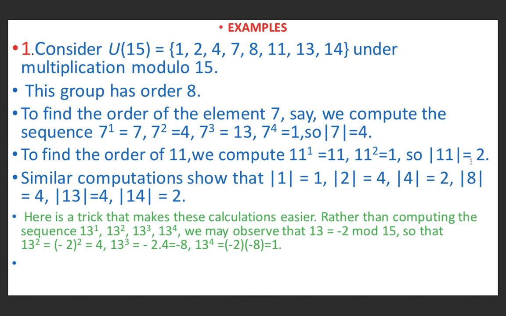So for example, consider the set U15 equal to 1, 2, 4, 7, 8, 11, 13 and 14. U15 is the set of all integers less than 15 which are relatively prime to 15. And we will show that it is a group under multiplication modulo 15. What does relatively prime mean? Two integers are said to be relatively prime if there is no integer greater than 1 that divides both. It means the greatest common divisor of both the elements is 1.